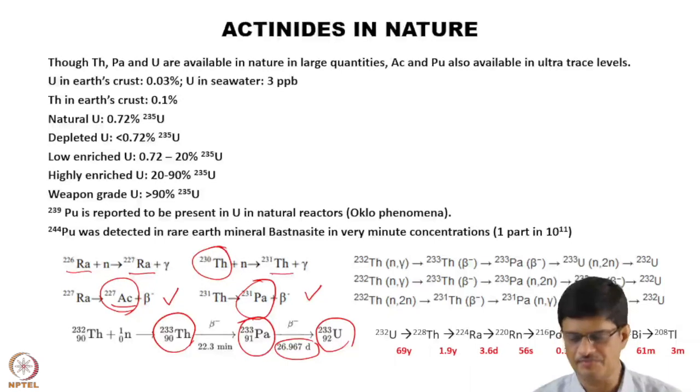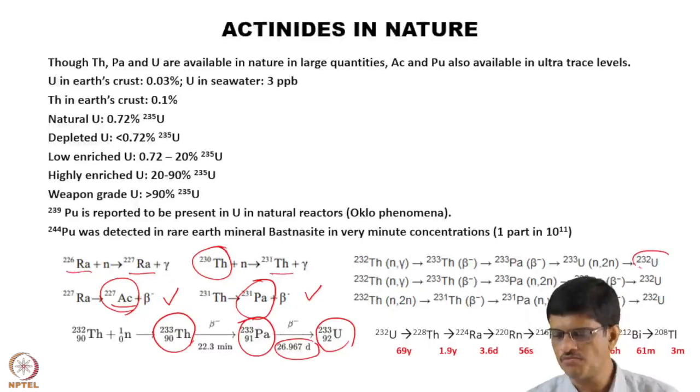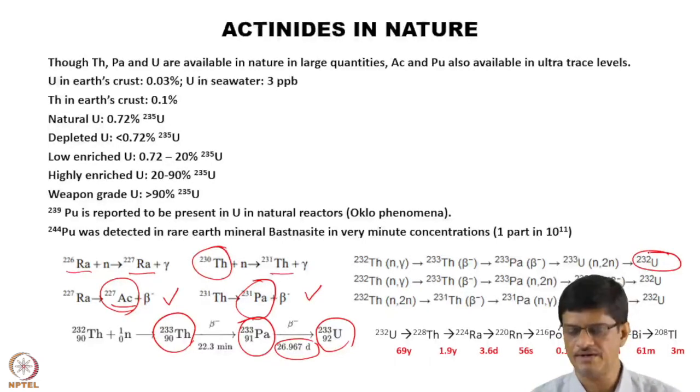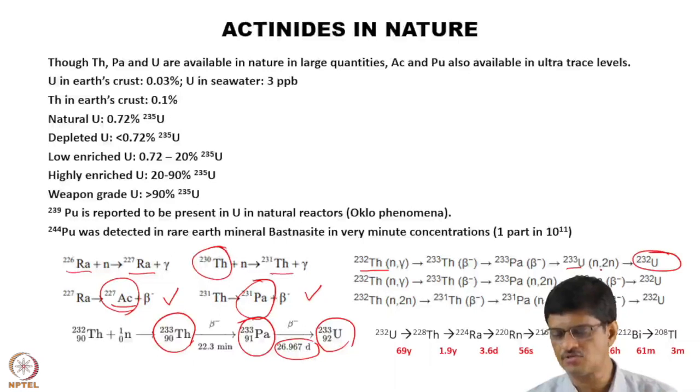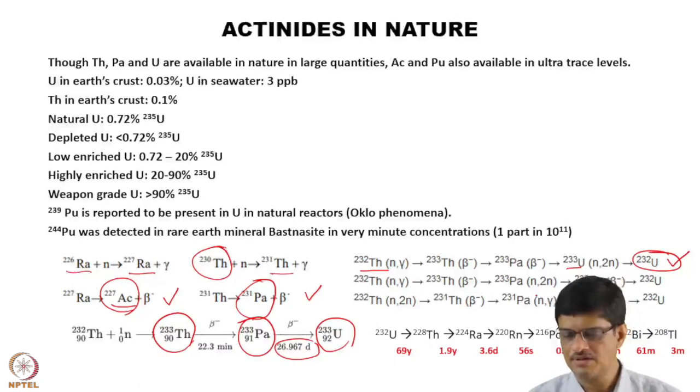When this reaction is taking place, there is also the possibility of uranium-232 formation, which is formed by different reactions as given here. From thorium-232, it can form protactinium-233, which by beta decay goes to uranium-233, as I have already mentioned. But this uranium-233 can also undergo an (n,2n) reaction to give uranium-232. Alternatively, protactinium-233, before decaying to uranium-233, can also undergo an (n,2n) reaction to give uranium-232.